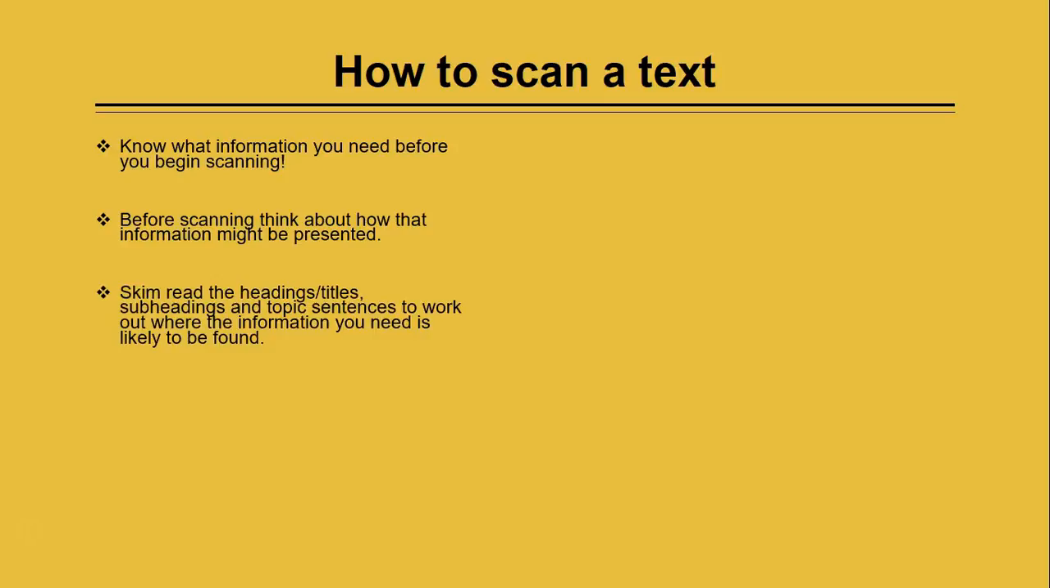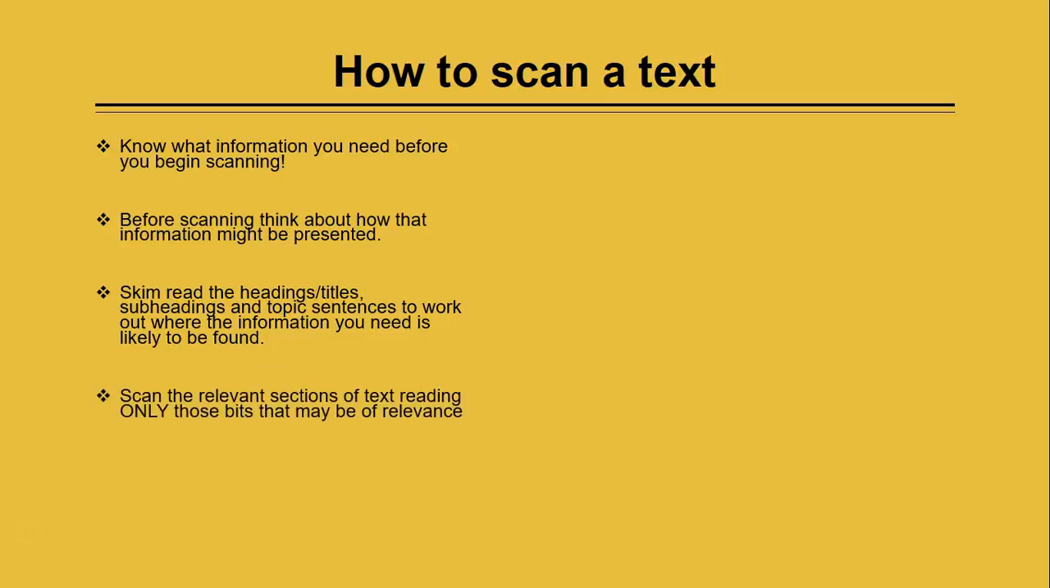You should begin by skim reading the headings, the titles, the subheadings, chapter headings and topic sentences. So skimming and scanning work together, and the reason that you skim read those things is to work out where the information you need is most likely to be found, so you can ignore the parts of the text that are unlikely to include that information.